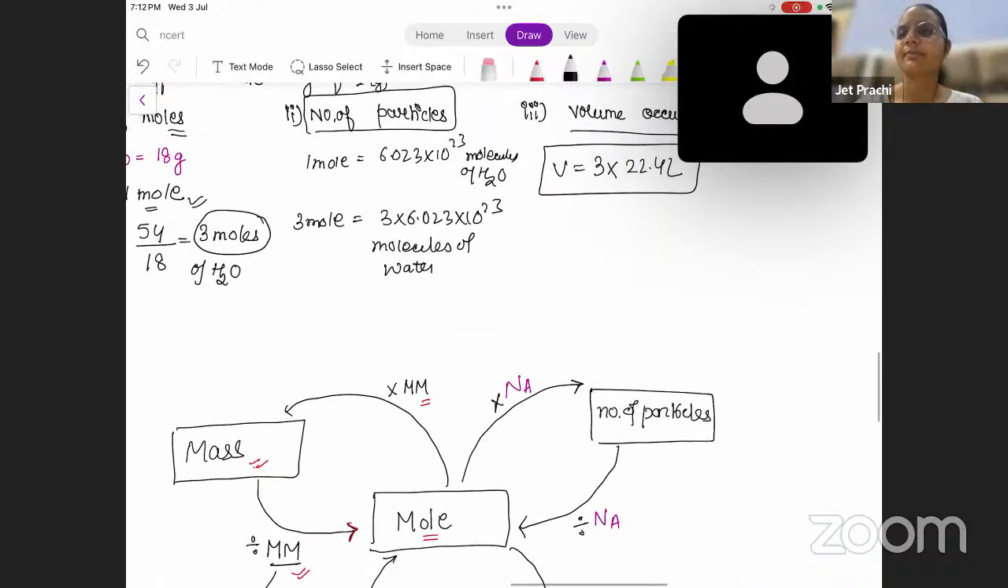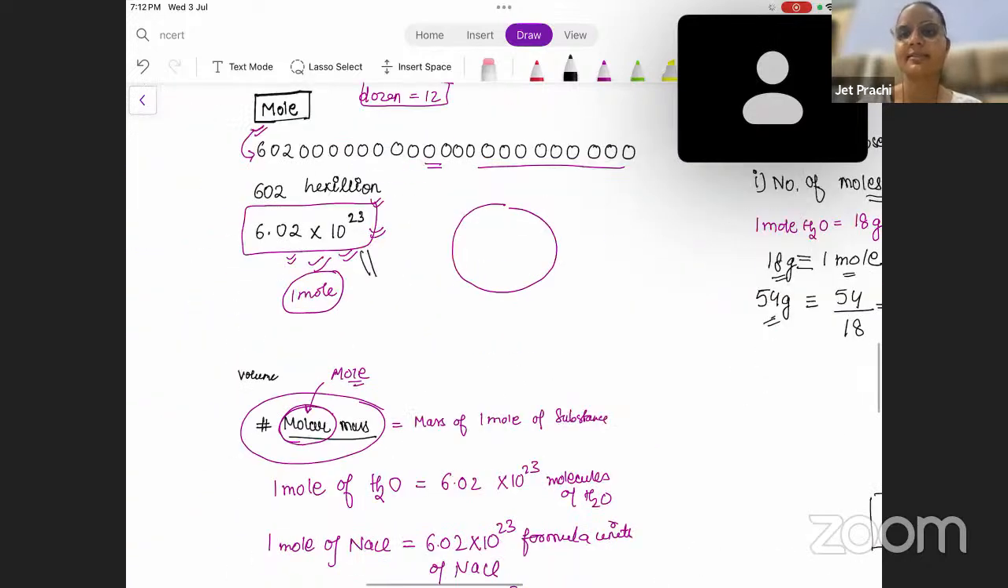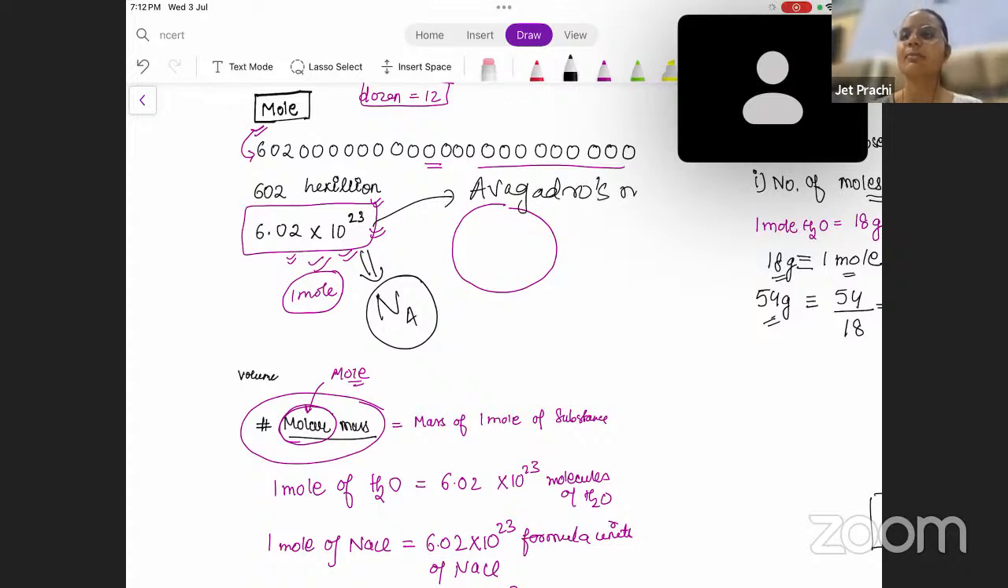Na is Avogadro number, right? That's what is 1 mole, which is equal to this Na, which is known as Avogadro's number. In his honor, this number was named Avogadro number. And if you don't want to write it again and again, simply you can write Na. And then other things you can do after that.